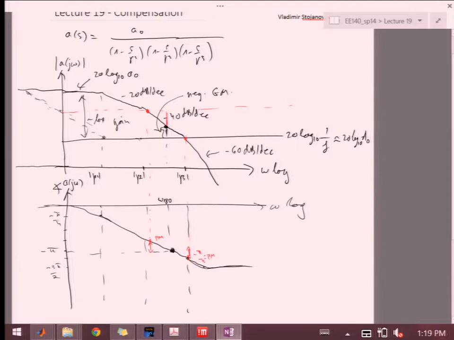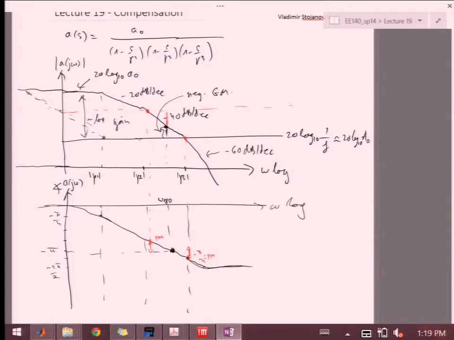Then I would always make sure that at pole 1, I have enough of a phase margin. Right? Because at pole 1, I have already decreased by 90 from the dominant pole that I've added, and then I have another 45 degrees that I come down. So I always have pi over 4 phase margin.